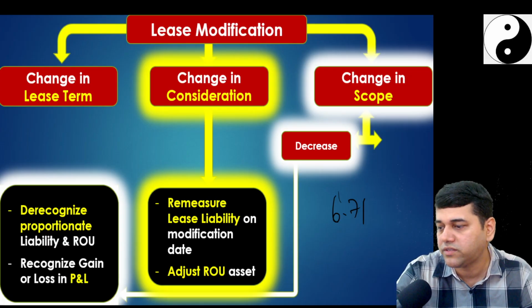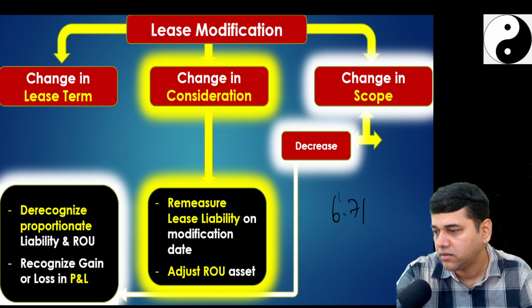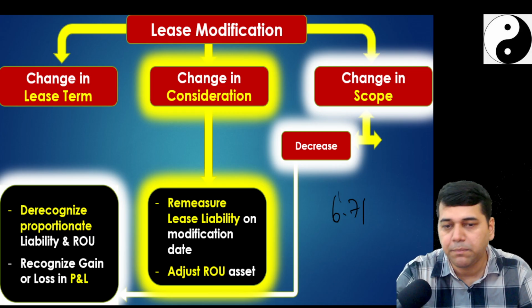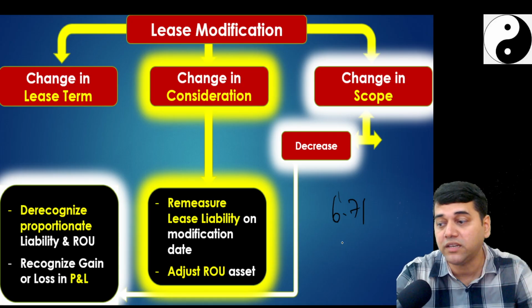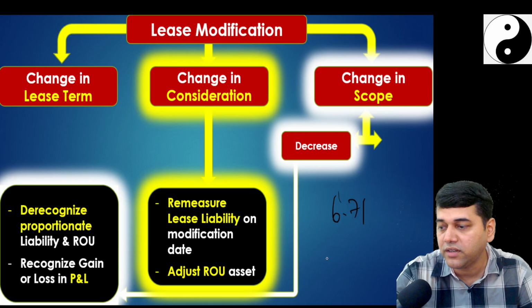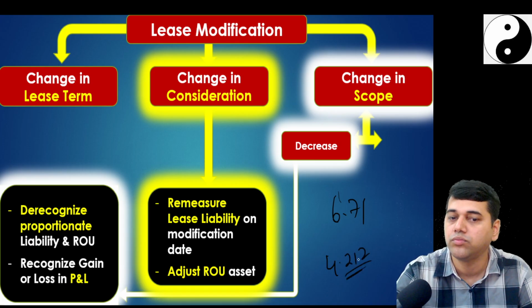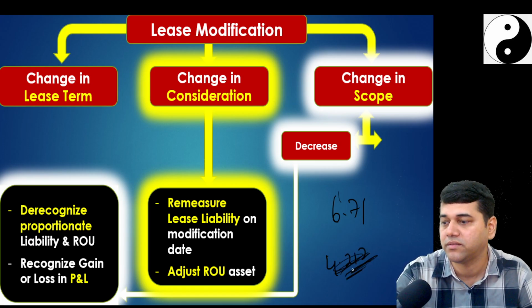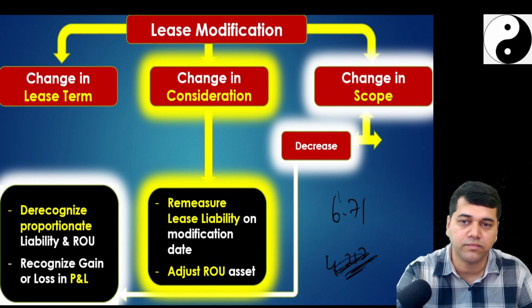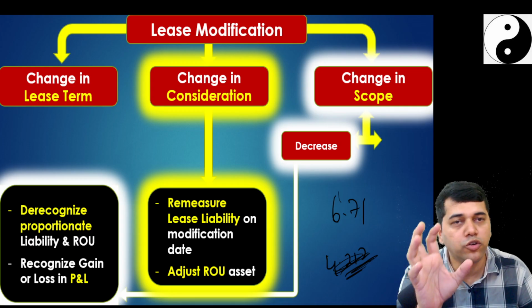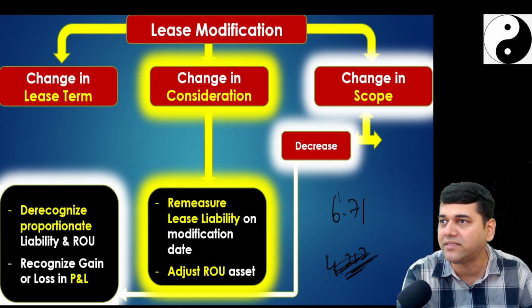And when you do this modification, and for the present value annuity factor you take 35,000 into 4.212, 3 decimals. Yes, please do this working. Please pause the video and do the working. Now, why I told you this, because everybody's answer will be the same.